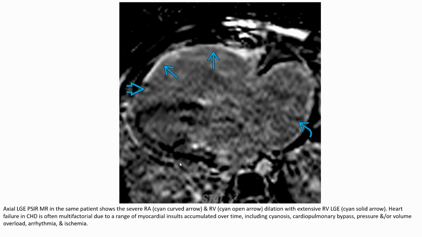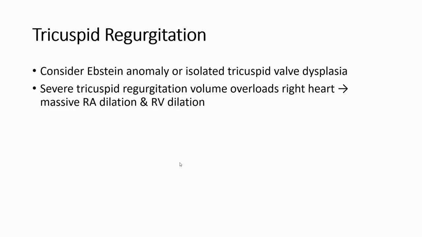Right heart failure is often multifactorial, due to the wear of myocardial cells accumulating over time, including sinusitis, cardiomyopathy, bypass, pressure and volume overload, arrhythmia, and ischemia. Tricuspid regurgitation: consider Ebstein anomaly or isolated tricuspid valve dysplasia. Severe tricuspid regurgitation causes volume overload of the right heart, leading to massive right atrial dilatation.